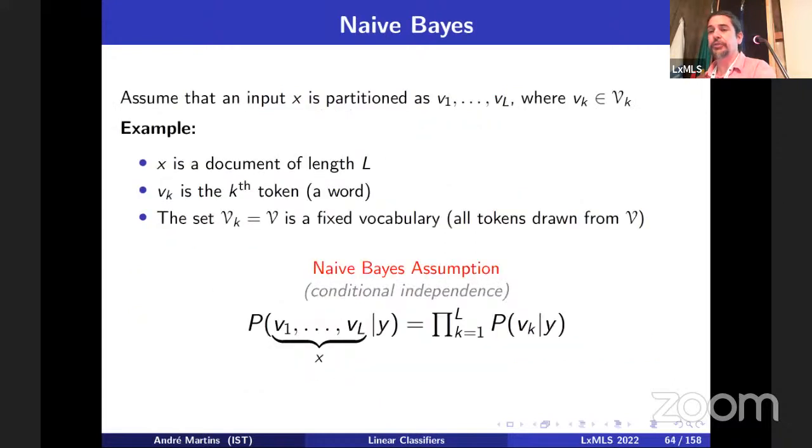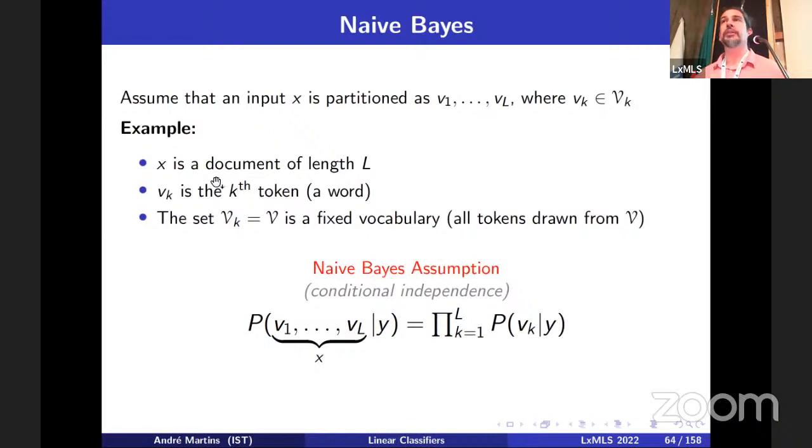But the method that I'm going to talk about now, naive Bayes, is an instance of a generative model. So let's come up with a concrete example. Let's assume that our input x is partitioned as a composition of other random variables, v1 to vL, where each of these variables belongs to some domain. So for example, we can assume that x is a document.